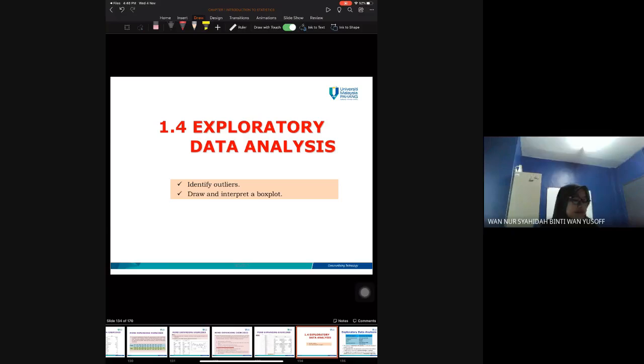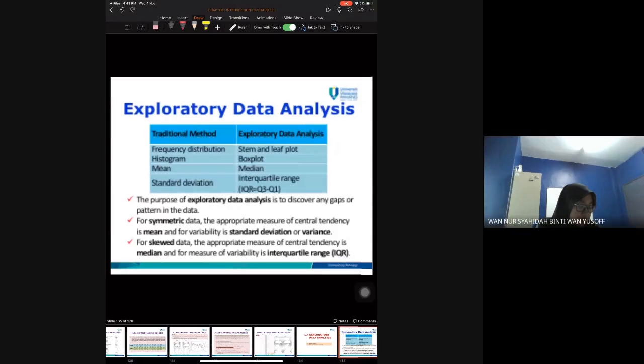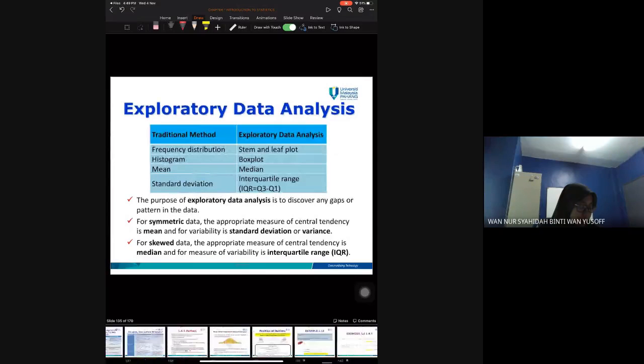Okay, so we start with 1.4, the exploratory data analysis, the outlier and also the box plot. As I mentioned last week, before this we just suspected that a value which is isolated from the rest of the data set is an outlier. But now in 1.4, we will discuss how to confirm that it is really an outlier or not. I will discuss through the exercise that I asked you to do on the box plot. We go straight to that exercise.